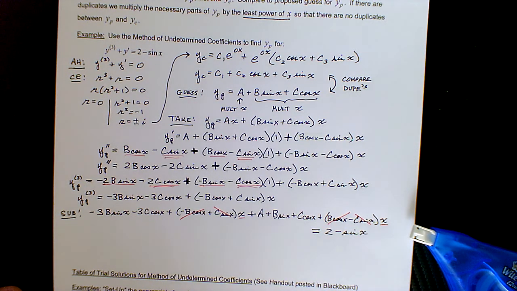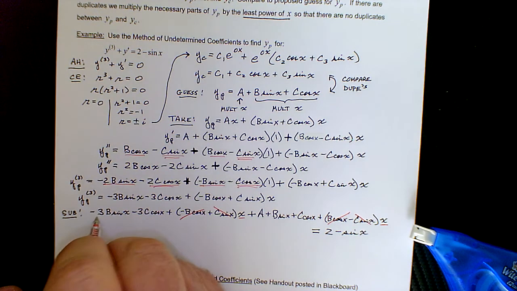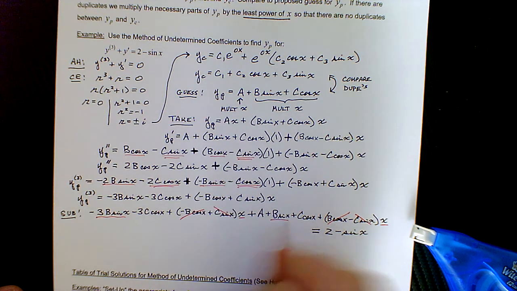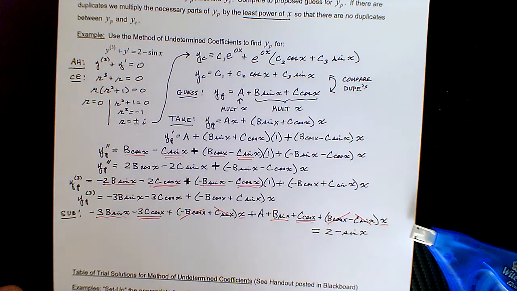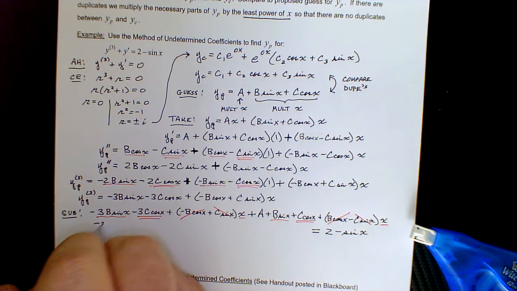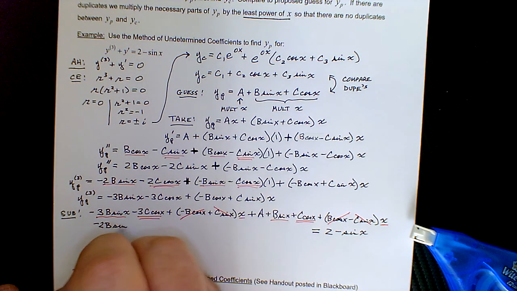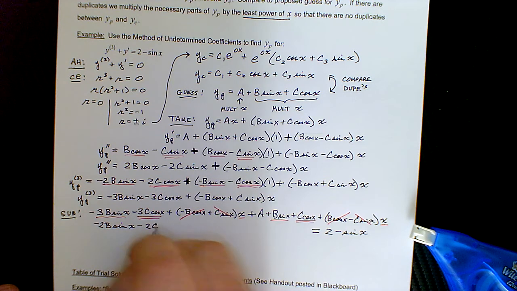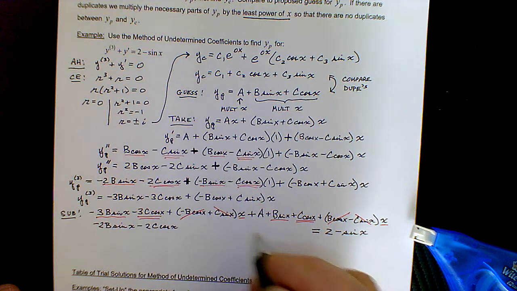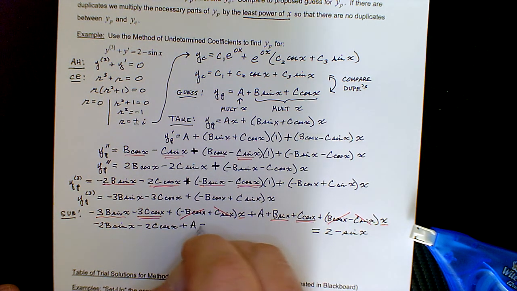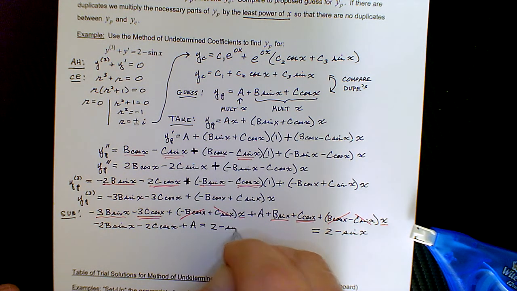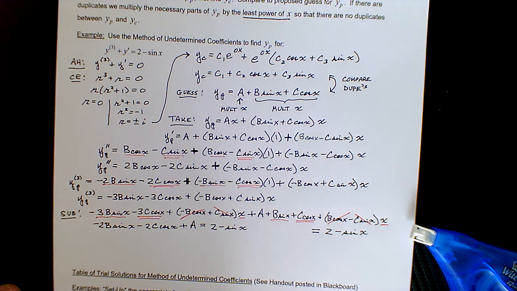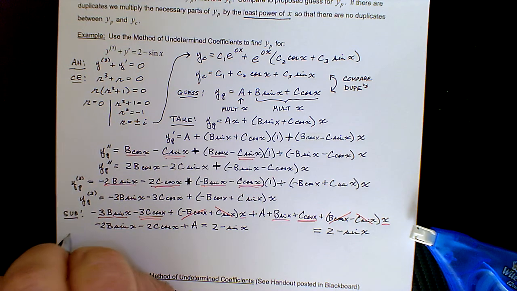Okay, so at that point, let's combine. Looks like we have some like terms again. We got a minus 3b sine plus a b sine, minus 3c cosine plus a c cosine. So minus 2b sine x minus 2c cosine x. Don't forget the plus a, and that's equal to the 2 minus sine x. Okay, so now we can start the comparison.